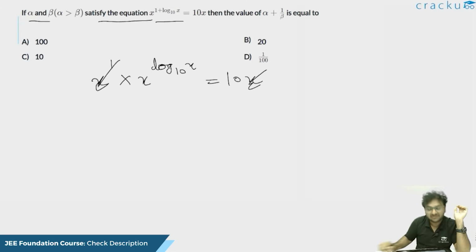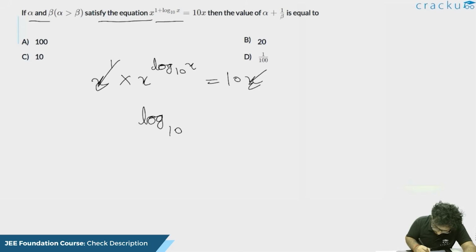Okay. Now what I will do? I will take log 10 on left hand side and on the right hand side. So log 10 x to the power log 10x.